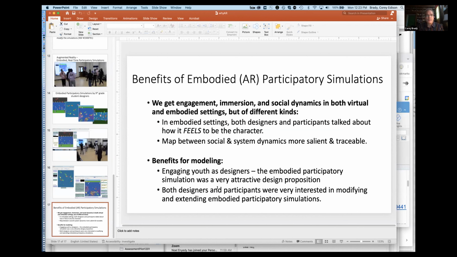And that was true even of the participants, that they wanted to stop the activity and change the code, where in the case of the disease participatory simulation, people would stop the activity and change their behavior, but they didn't really get into changing the underlying code of the simulation. So I think it's promising in a kind of quiver of other ways of getting at systems thinking with younger kids.